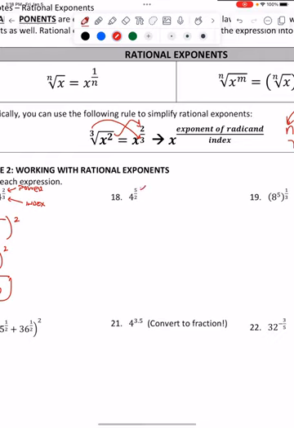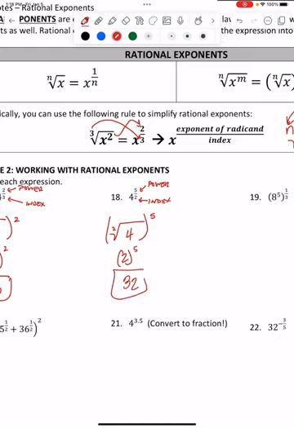Same thing here, 4 to the 5/2. Here's our power and our index. The index is 2, so it's a square root, and the power is 5. So the square root of 4 is 2, to the 5th. Again, use your calculator, but that's 32.